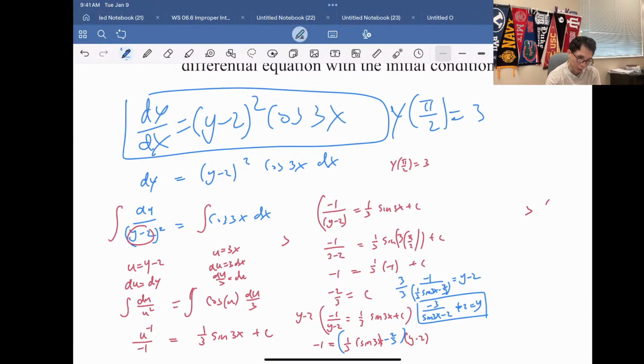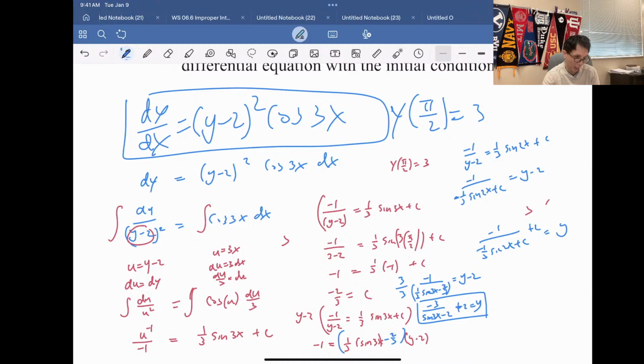Now you can also choose to do it here. So I can choose to do all the way to the end. So y minus 2 equal to 1/3 sine of 2x plus c. I can say, okay, -1 equal to 1/3 sine of 2x plus c equal to y minus 2, right? And I can move the 2 over, so it'll be -1 over -1/3 sine of 2x plus c equal to y plus 2.